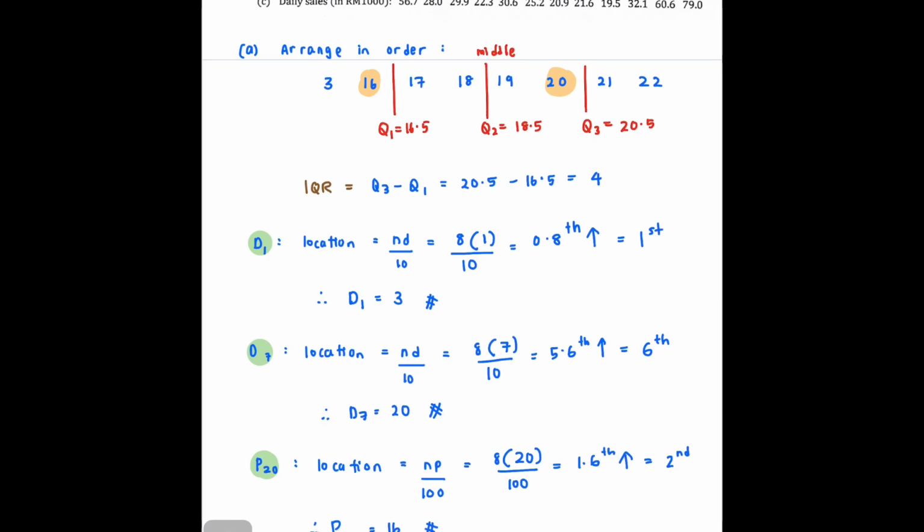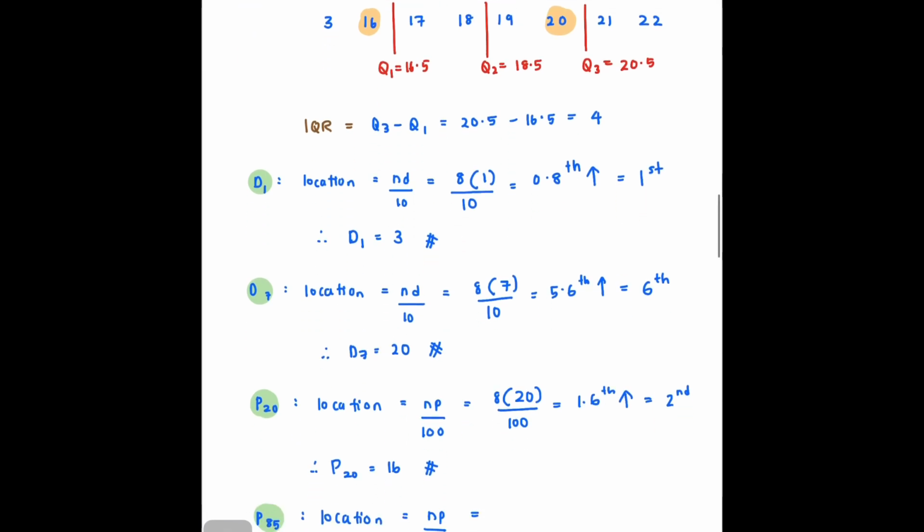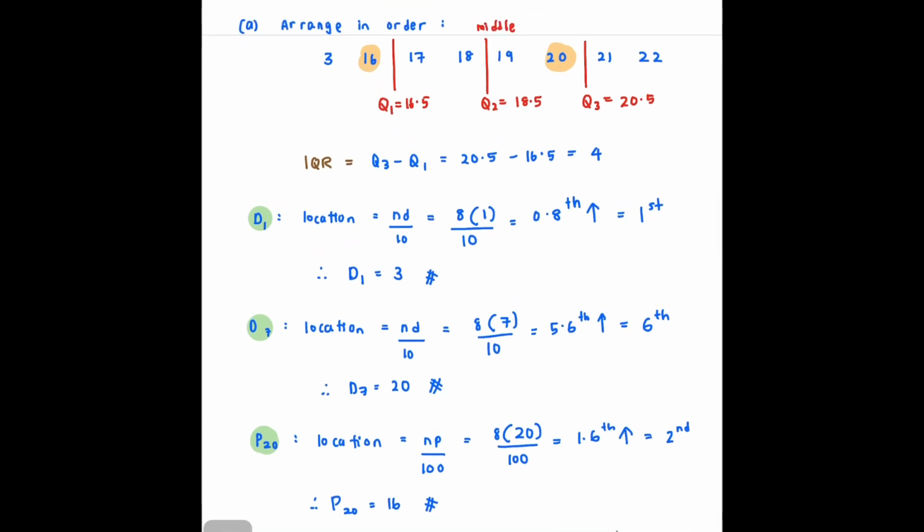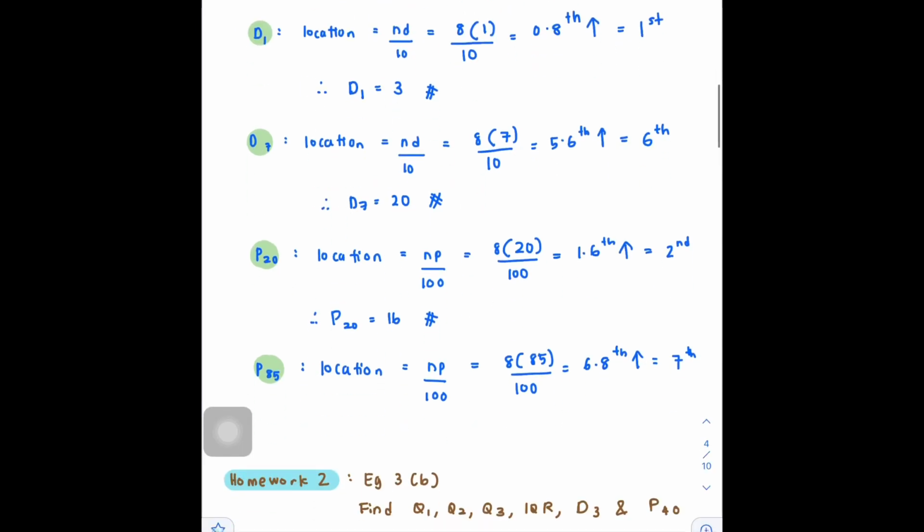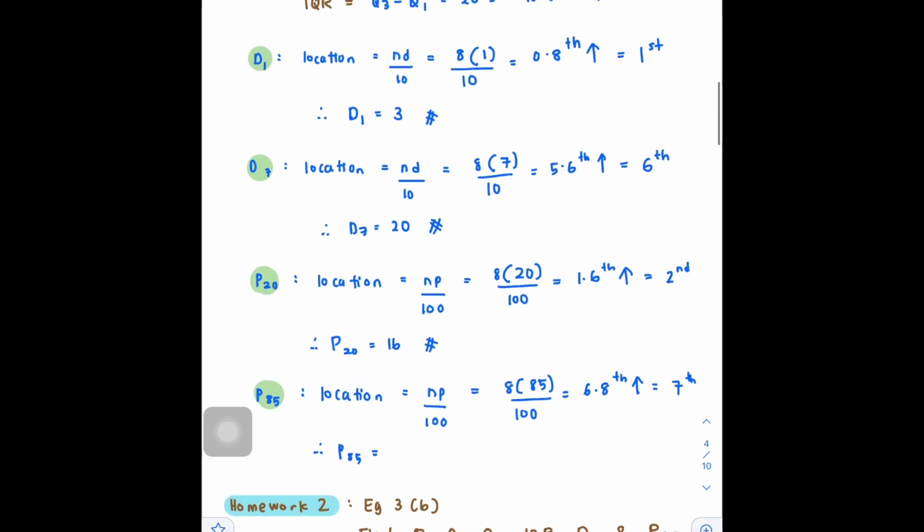Okay, the last one, P85. Your N is 8, your P is 85, and your denominator will be 100. So 8 times 85 over by 100 is 6.8. This is your location. If you have decimal number, rounding up to 7. So your 7th data, where is your 7th data? 1, 2, 3, 4, 5, 6, 7. So this is your answer, which is P85 is equal to 21.